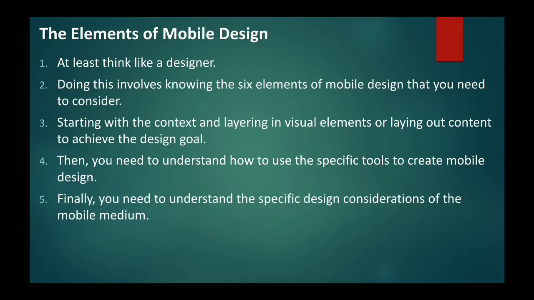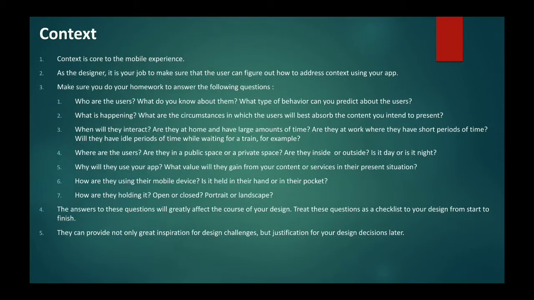Starting with the context and layering in visual elements, or laying out the content to achieve the design goal, then you need to understand how to use the specific tools to create mobile design. So we must have enough information about different tools for creating mobile design effectively. Finally, you need to understand the specific design considerations of the mobile medium also. Now let us start with the first element of mobile design, that is context.